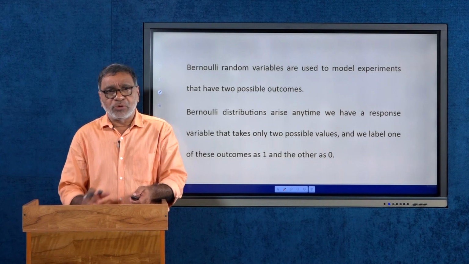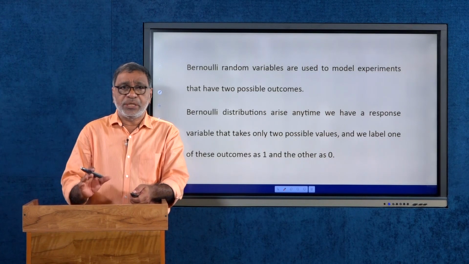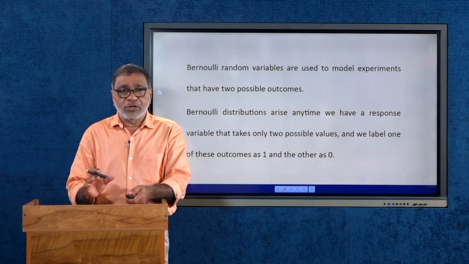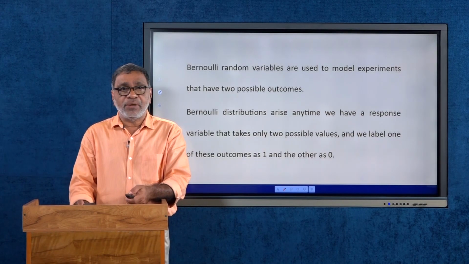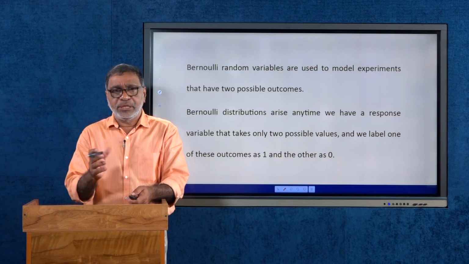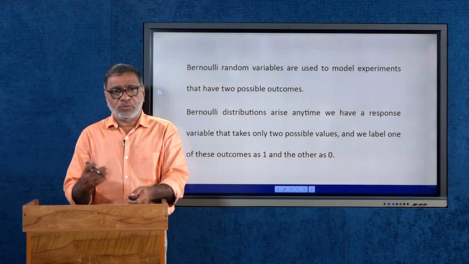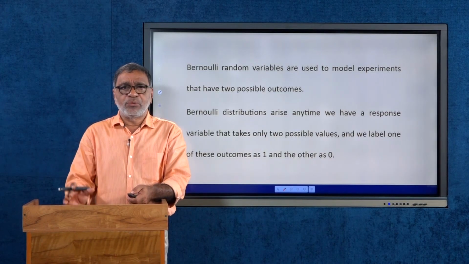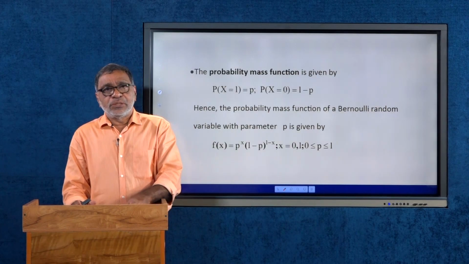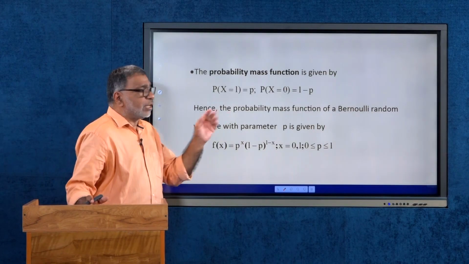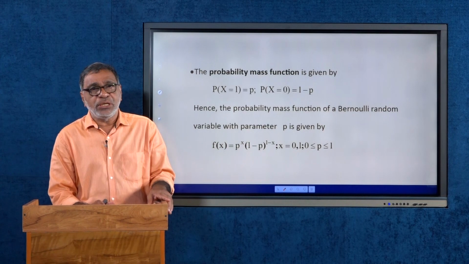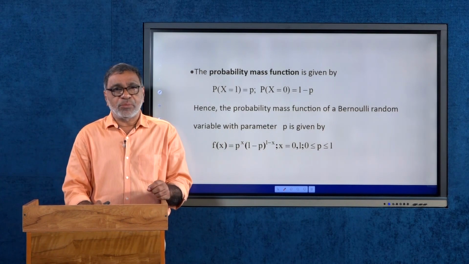So this is the Bernoulli random variable, used to model experiments that have two possible outcomes, as I already mentioned. Bernoulli distribution arises anytime we have a response variable that takes only two possible values, denoted by 1 and 0 or whatever the values may be. In such a case, Bernoulli distribution arises. The probability mass function, as I have already given, is probability of x equal to 1 is p and probability of x equal to 0 is 1 minus p.